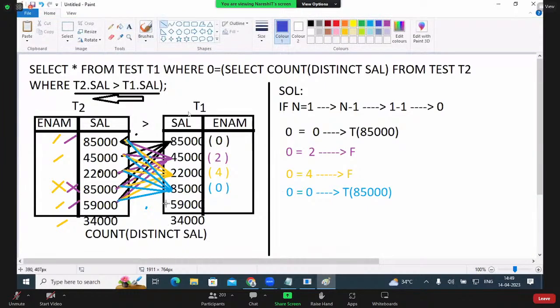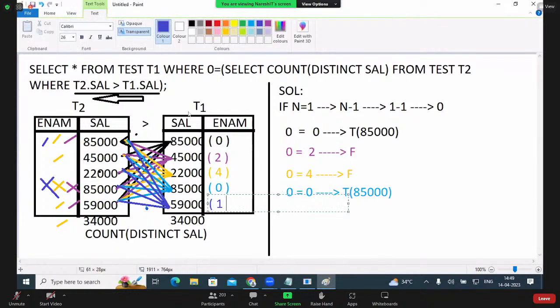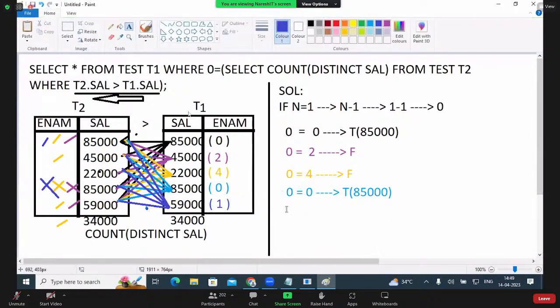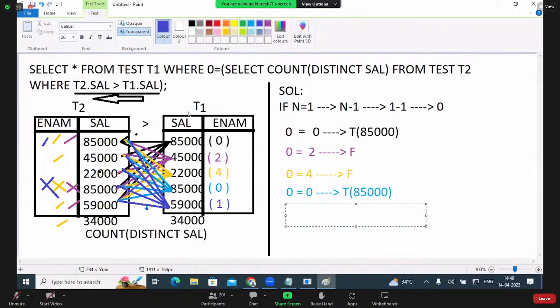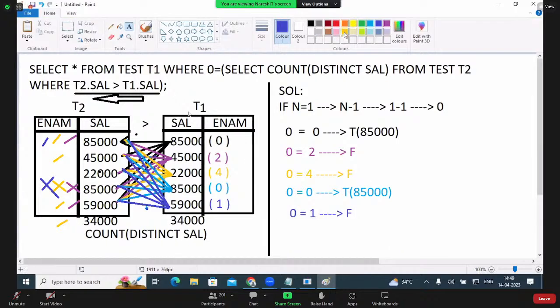59,000 I have to check. 59,000 above. How many values are there in the T2 alias table? Okay? Above 59 there is 1, and this is 2, but the second is not counted. Total only 1. The 1 count I will keep here. That 1 count I compare with your 0. 0 is equal to 1. Condition what? False. Next one.